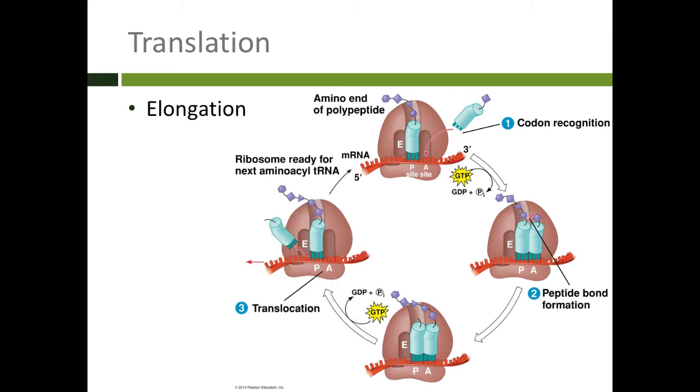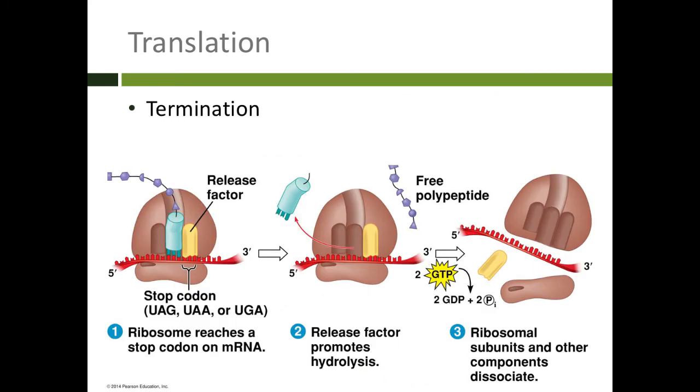As it moves along the DNA to the right, the tRNA that was in the P site gets shifted over to the E site. It no longer has an amino acid attached to it, and it's released. The tRNA that was in the A site, as the ribosome moves, gets shifted to the P site, and a new tRNA enters the A site. The cycle starts again.